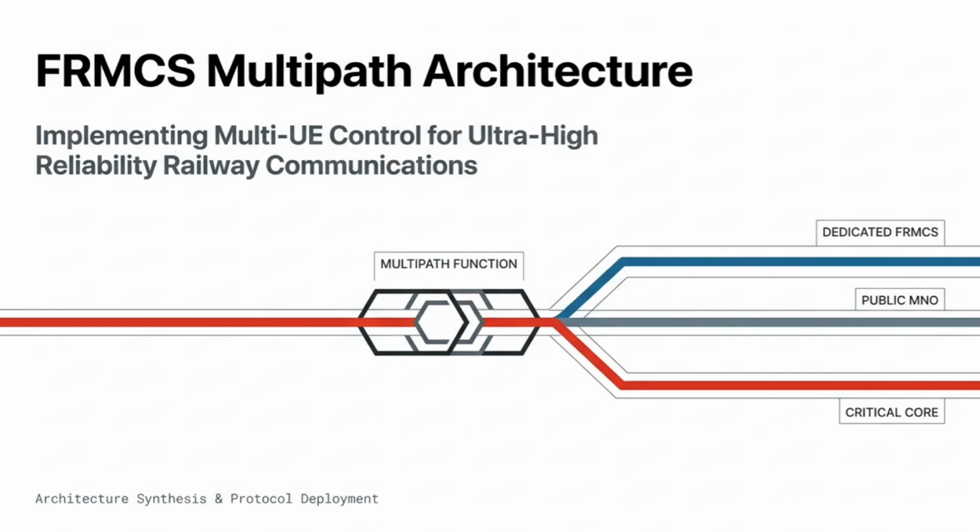Today, we're zooming in on a truly brilliant piece of network engineering within the future railway mobile communication system. We're talking about implementing multipath control, specifically multi-UE control. We're going to explore exactly how we engineer a network capable of taking a single application's data stream and distributing it concurrently over multiple, separate physical connections. The ultimate goal? Ultra-high reliability. It's a massive game changer, and I honestly can't wait to unpack it for you.